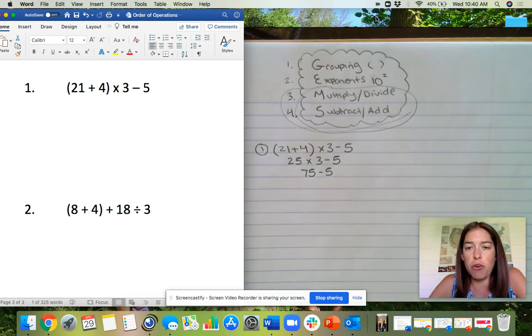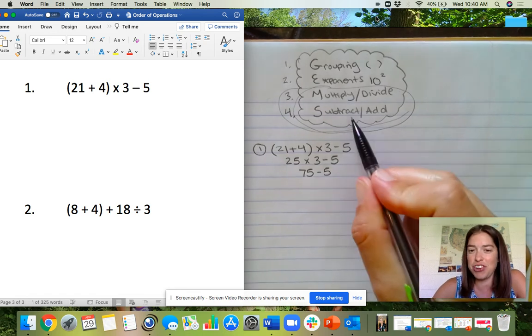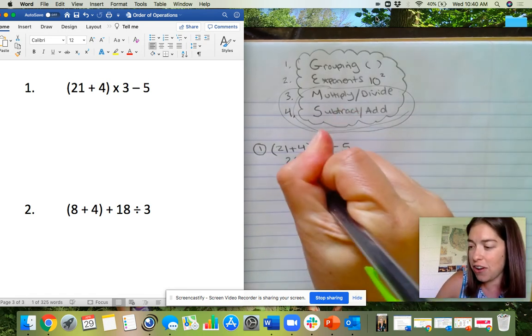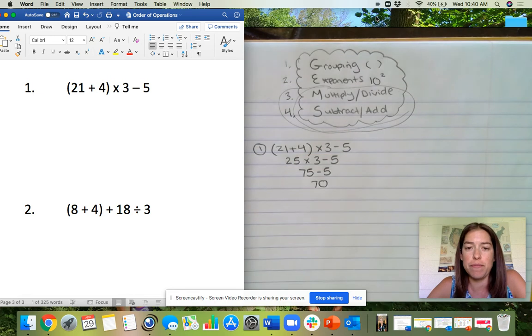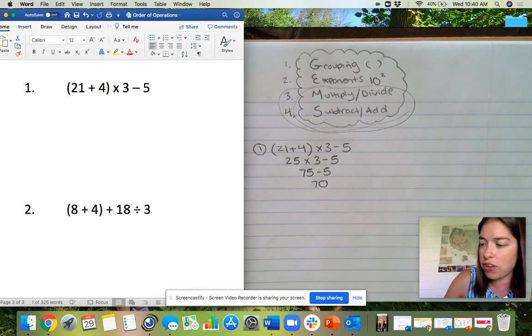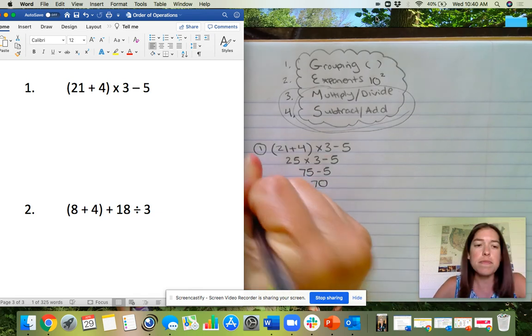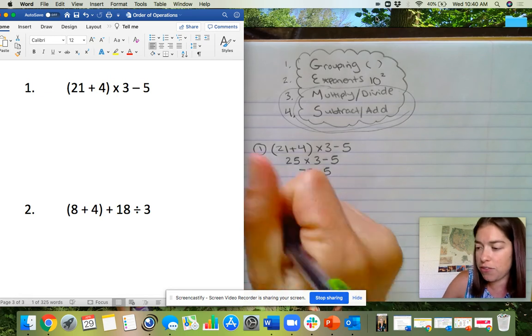And now that I'm left with only one piece left, that's the last one I'm going to do, it is subtraction. And when we do 75 minus 5, we do get to an answer of 70. Excellent. Your paper should match mine. You already have your answer for question number 1 on your independent practice. Nice work. Let's go ahead and dive into question number 2. Go ahead and copy it exactly as it's written.